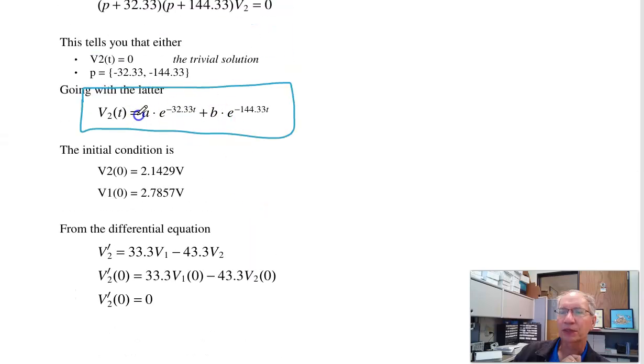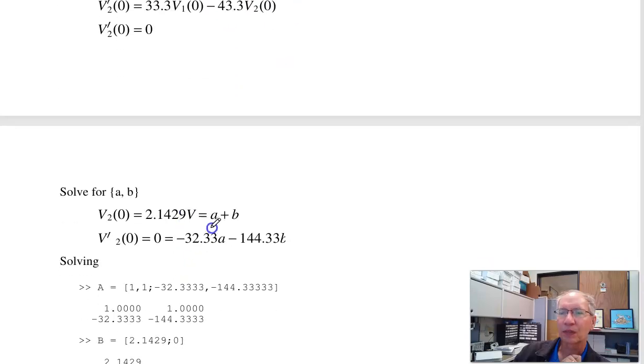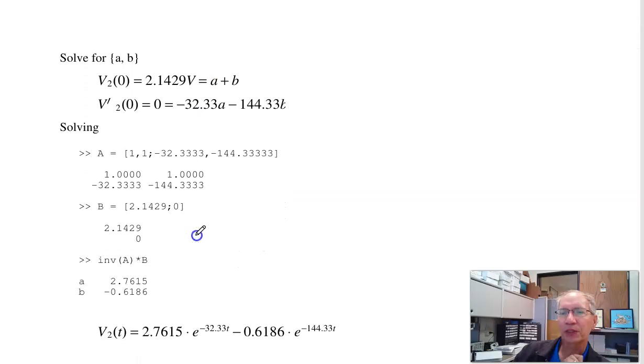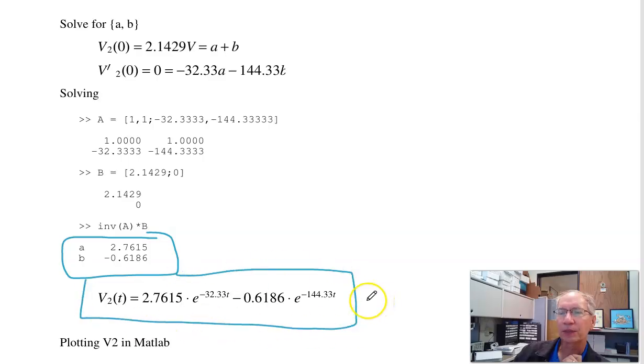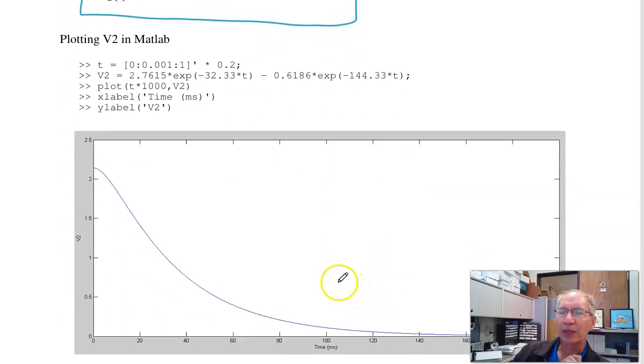Take this equation, differentiate it. That gives me two equations, two unknowns. Solve, and here's A and B. So this is V2 of t. If I plot that in MATLAB, this is what V2 looks like.